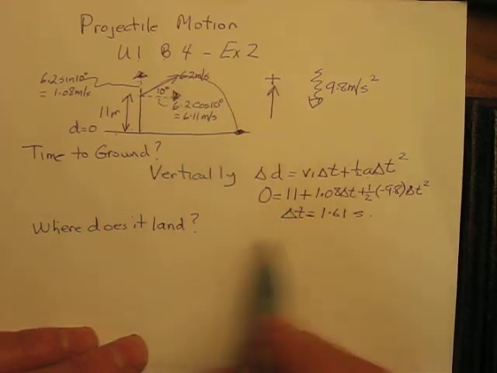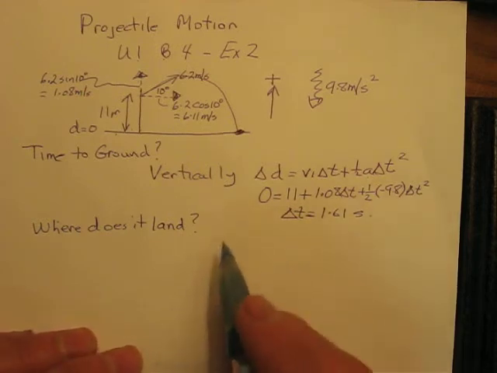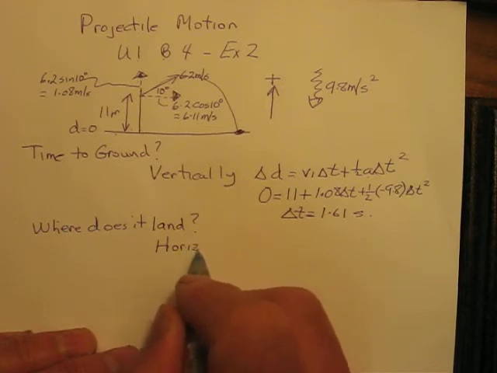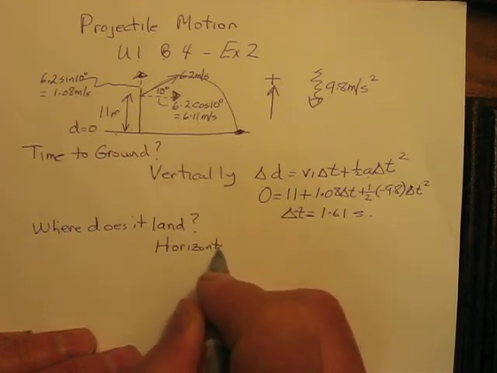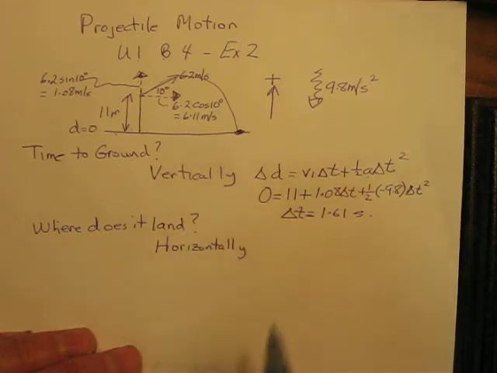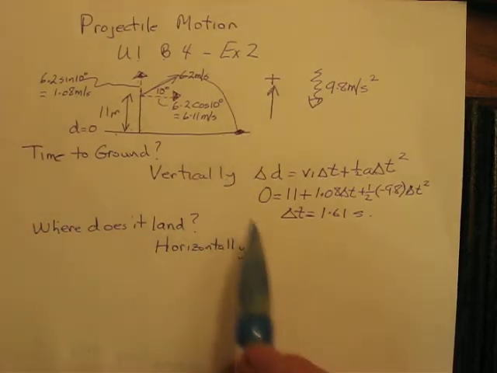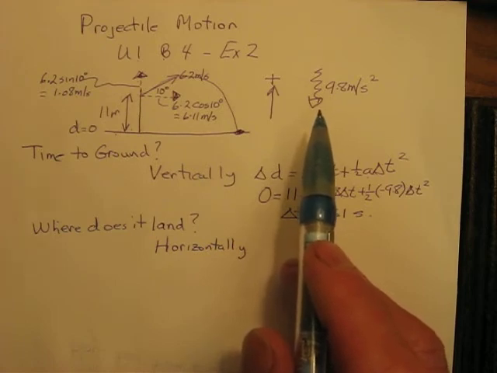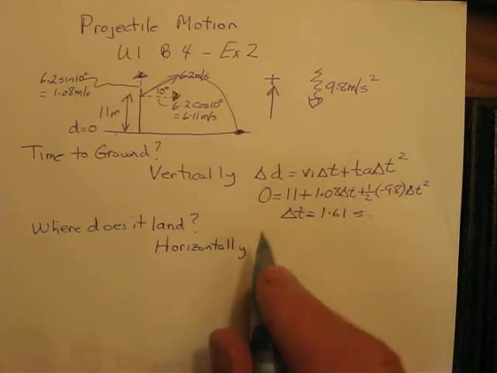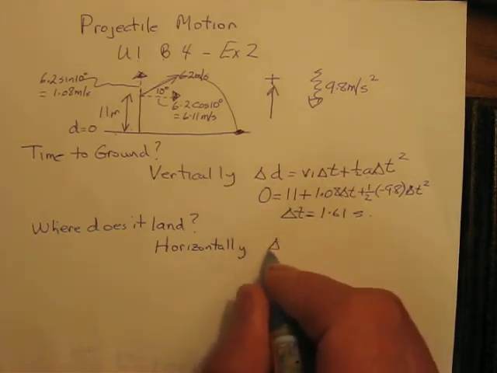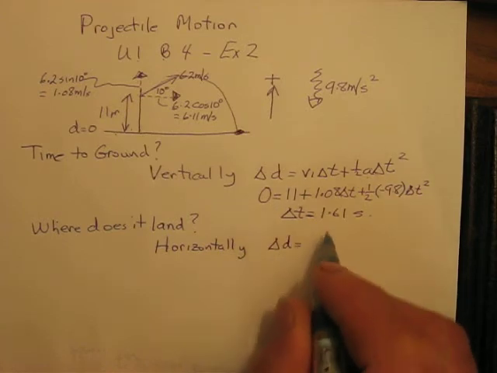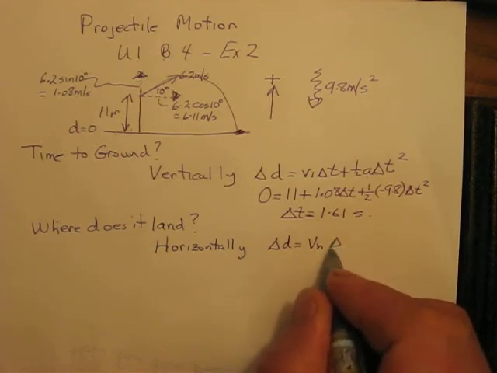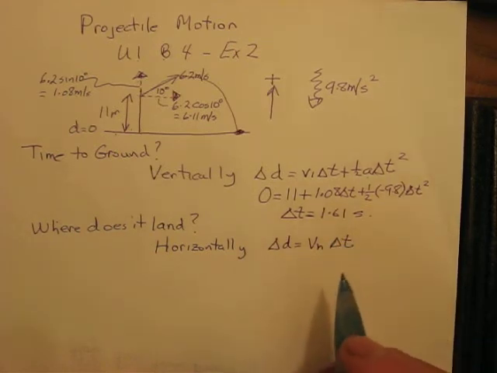The other question that is often asked is, where does it land? Well, that is a horizontal consideration. In other words, how far from the building did it land? How far horizontally did it land? One thing about projectiles is that the vertical motion is affected by that 9.8, but the horizontal motion remains constant. So what we can use in this particular case is the formula delta D equals the average velocity, and I'll call that the horizontal velocity in this case, times delta T.